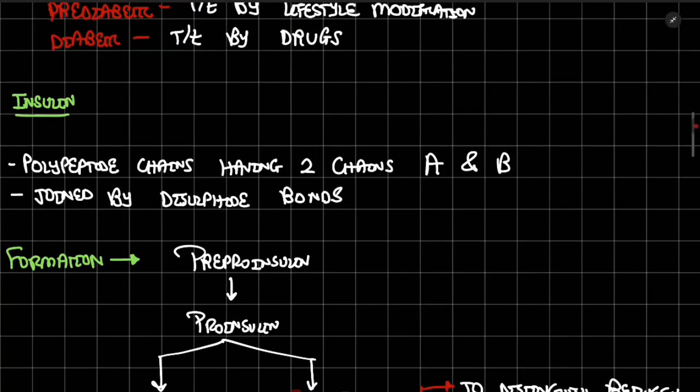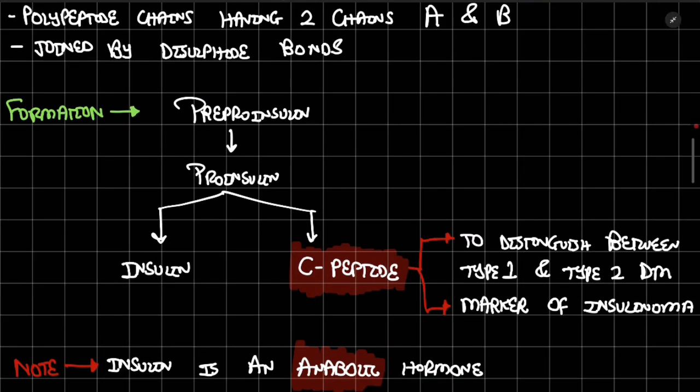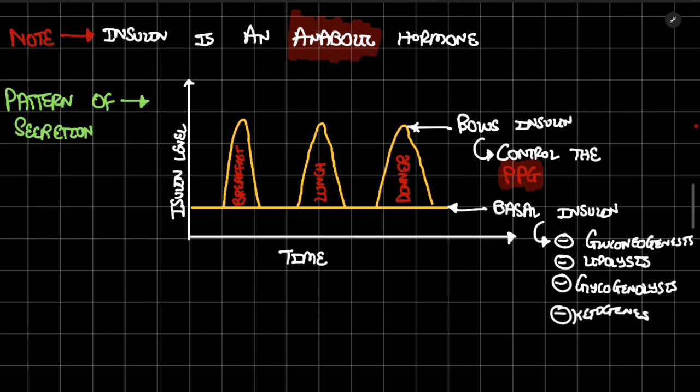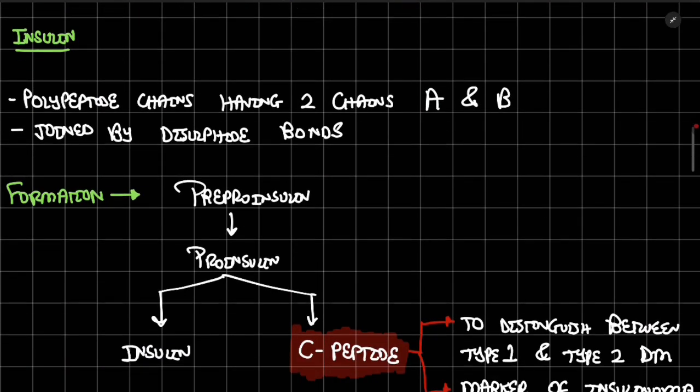We are yet to talk about the drugs. Till now we have covered the basic information about insulin, the formation of insulin, and we have also seen the pattern of secretion. One point I would like to add is about the A chain and B chain. We have an A chain of 21 amino acids and a B chain of 30 amino acids, and aggregately of course it will be 51 amino acids.